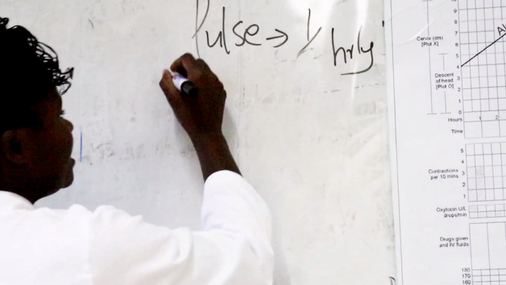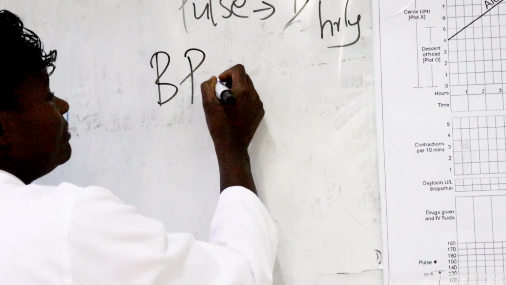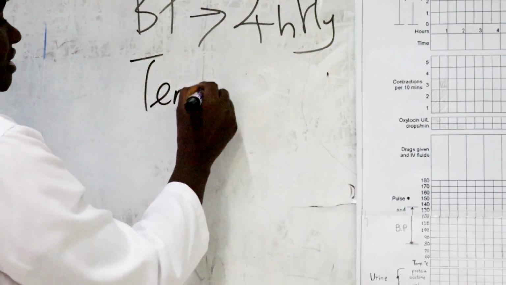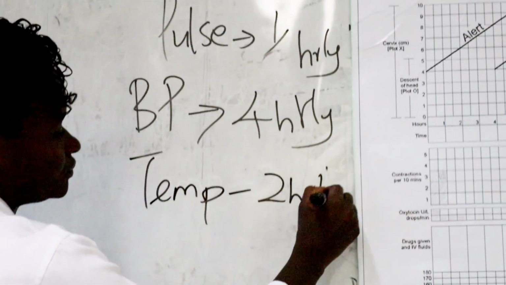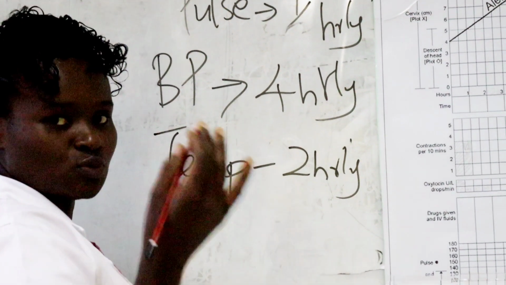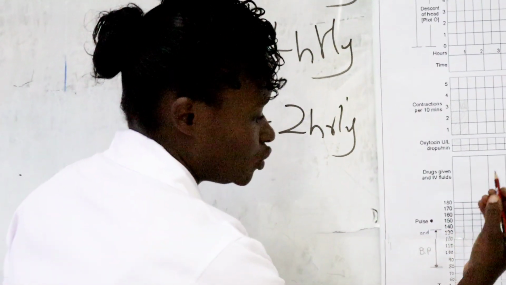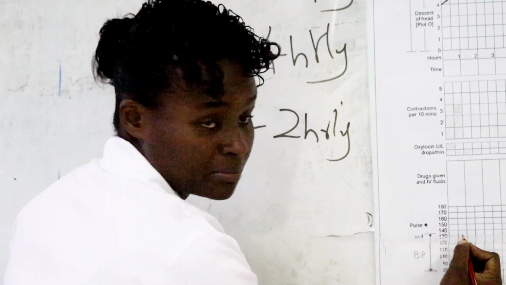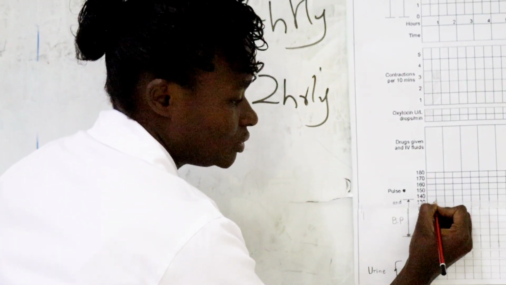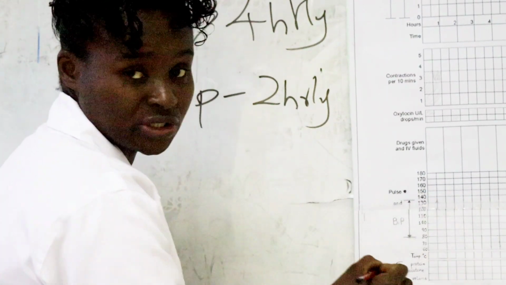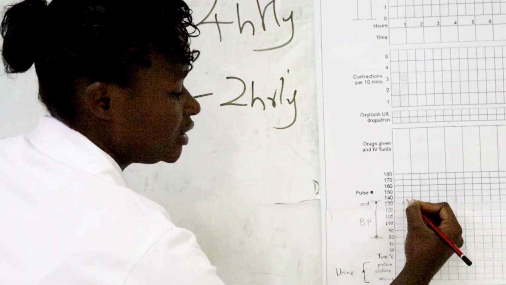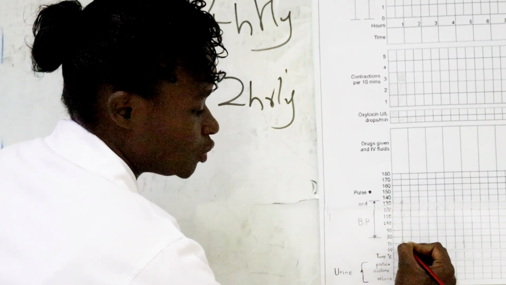What about the blood pressure? I'll show you how to chart those. Blood pressure is repeated 4 hourly. Temperature is taken 2 hourly. So let's see how we chart that. For the BP, let me give a scenario if it is 130/70. Just come to the 130 mark, put an arrow on the 130 mark, and then go to the 70 mark, put another arrow on the 70 mark, and then join that line all the way downwards.